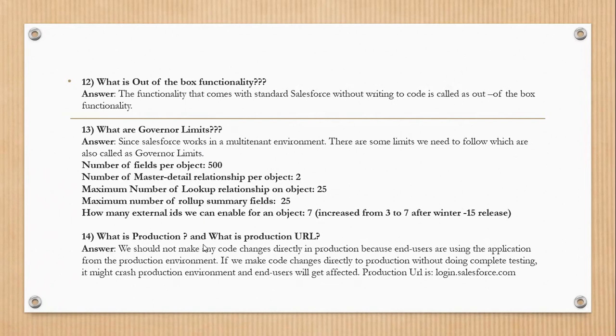Next question, what is production and what is the production URL? We should not make any code change directly in production because users are using the applications from the production environment. If you make code changes directly in production without doing complete testing, it might crash the production environment and users will be affected. The production URL is login.salesforce.com.